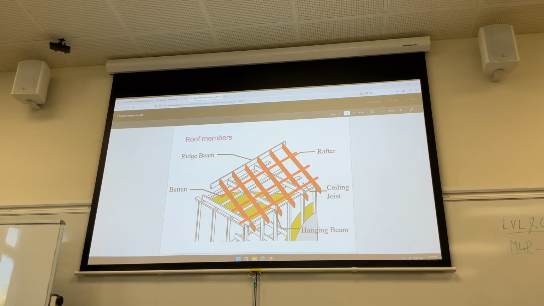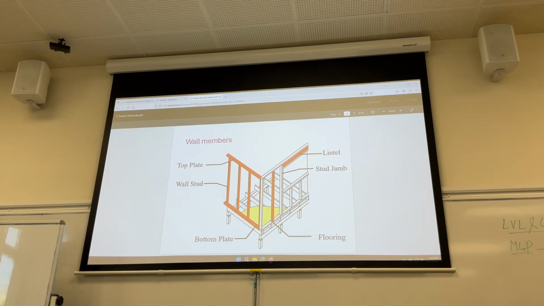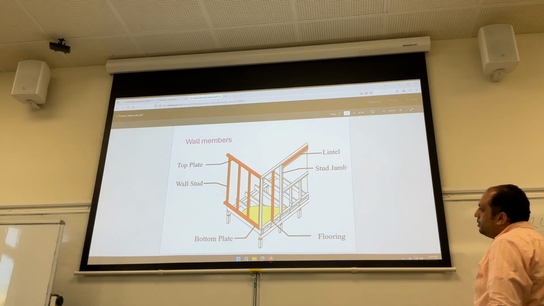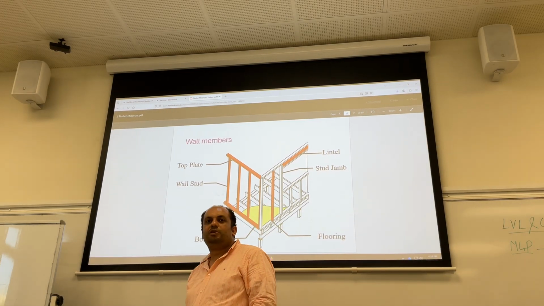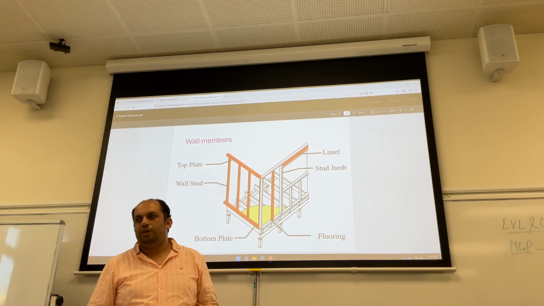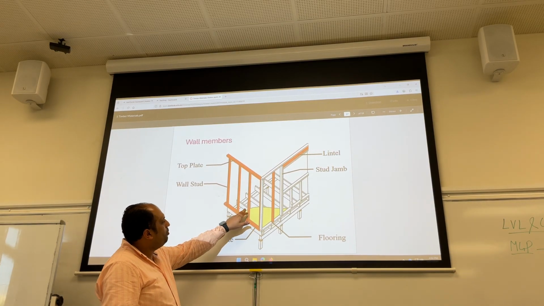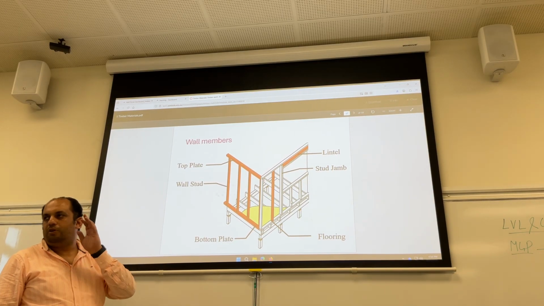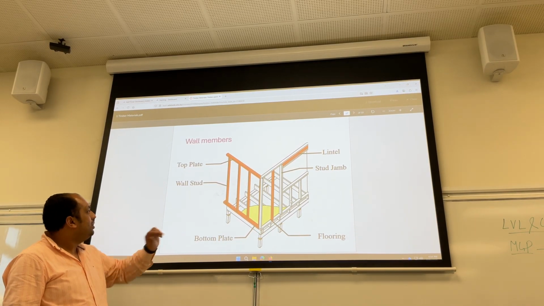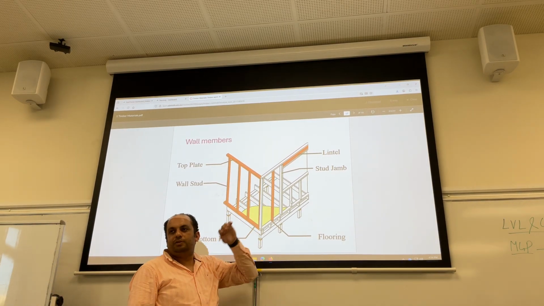This is an example of roof members. This is an example for wall members. Do you know the wall members? What are the wall members? For this part, we have studied this in masonry. What is above the window? Lintels. We have lintels. What else here? These are members that carry the wall or carry the gypsum board or whatever the wall, the wooden wall. So wall studs. And we have bottom plate and top plate.